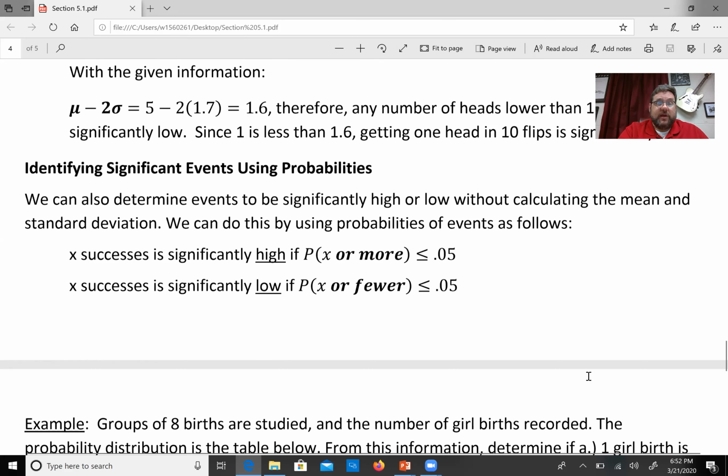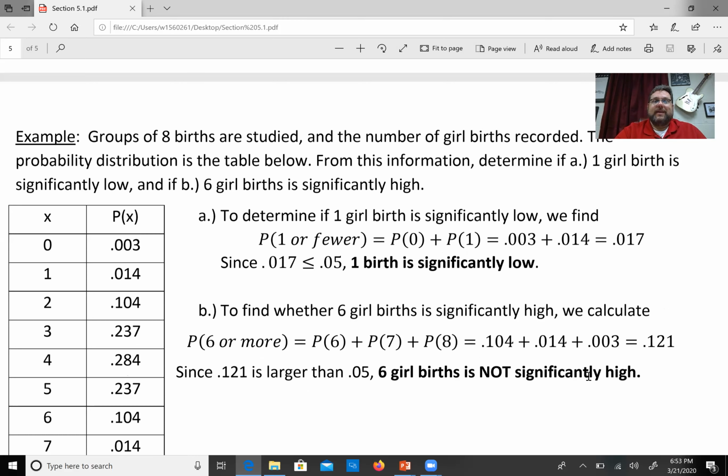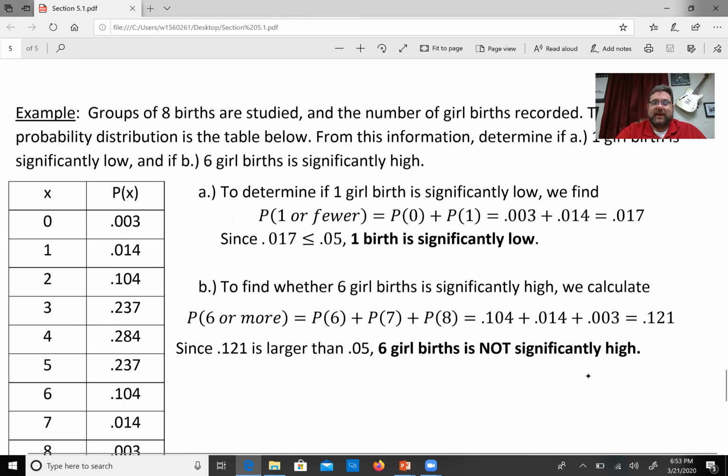And then over here on the left, they give us a probability distribution table. And I'll scroll it up in a minute because we don't get the whole thing. It goes up to 8, but I need to read it. All right, we're asked to find in part A if 1 girl birth is significantly low, and if 6 girl births is significantly high.